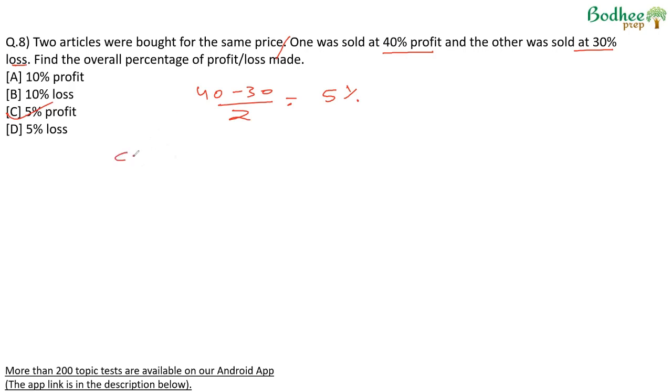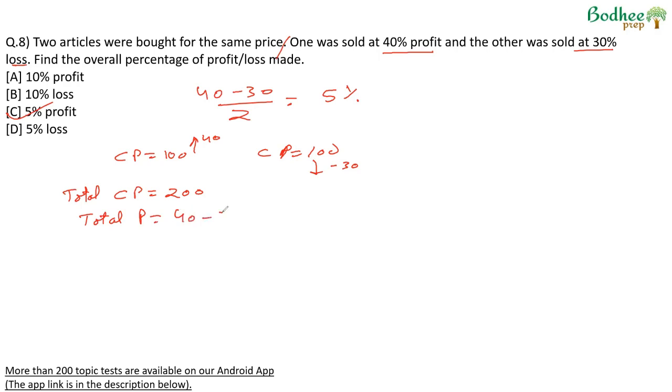Otherwise, what we can do is let the cost price be 100 for each case. Two articles were bought at the same price. Here the profit is 40%, so 40. Here the loss is 30%, so minus 30. Total cost price will be 200. Total profit will be profit of 40 on one, loss of 30 on the second, so 10. Hence, overall profit percent will be 10 by 200 into 100, which will come to 10 by 2 or 5% profit.